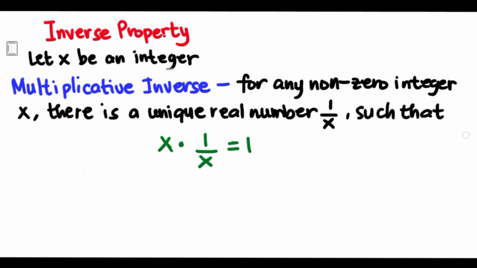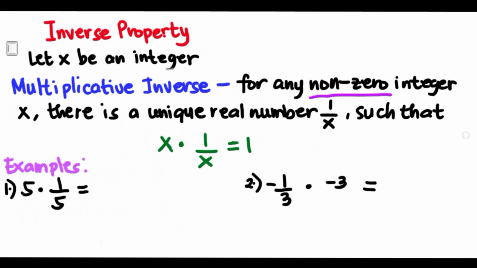Dito naman tayo sa susunod, multiplicative inverse. So, dito naman po sa multiplicative inverse, from the word multiplicative, multiplication. So, dito po is, for any non-zero integer x, there is a unique real number 1 over x such that x times 1 over x is equal to 1. Okay, bakit dapat na non-zero? Kasi pag 0 si x, 1 over 0 is undefined. So, hindi po siya pwedeng maging 0.